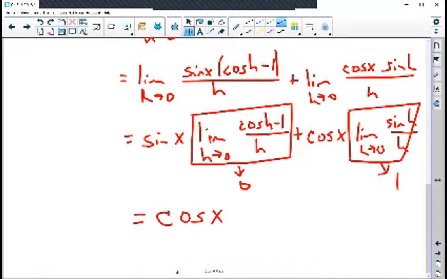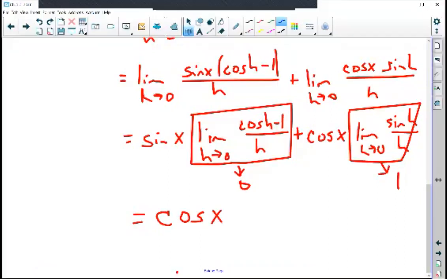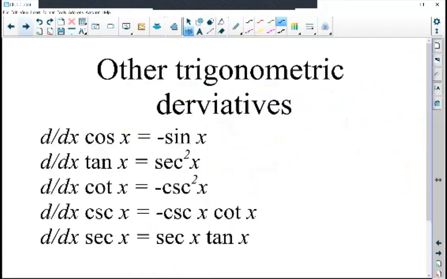All right. We only have 5 other trig functions to calculate, right? We did derivative of sine. We're not going to do all 5. Here are the other derivatives of the trig functions. Yes, it is expected that you memorize these.